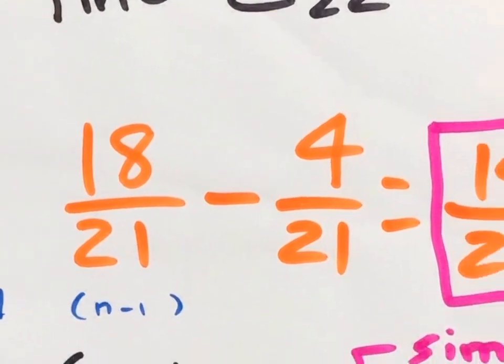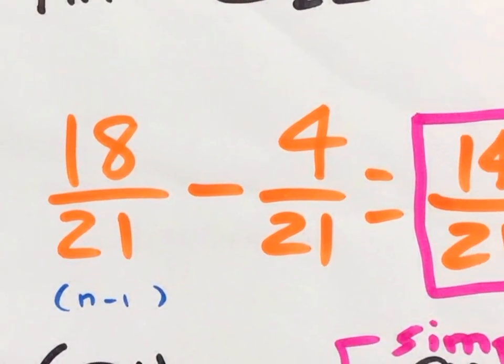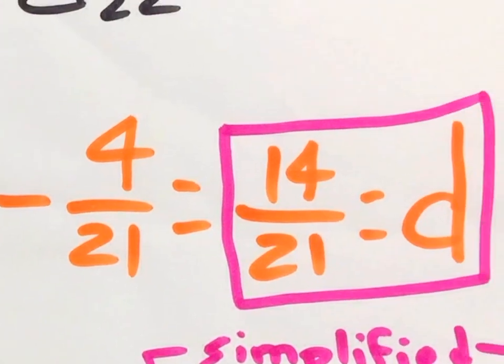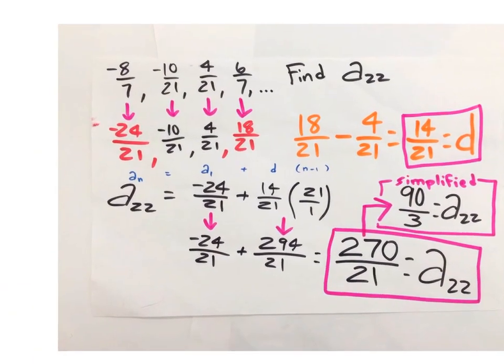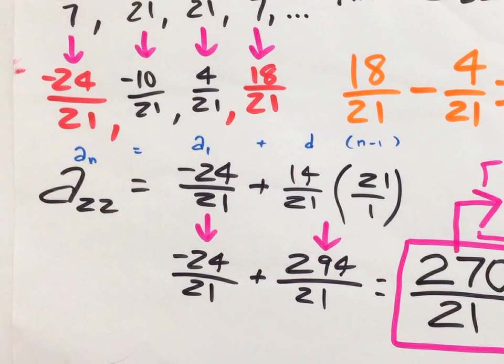So we can do 18 over 21 minus 4, and that gives us 14 over 21. This is our common difference. All right, so let's plug this in to our problem. So a sub n, in this case, a sub 22 equals our first term plus the difference times 21 over 1 because it's n minus 1.